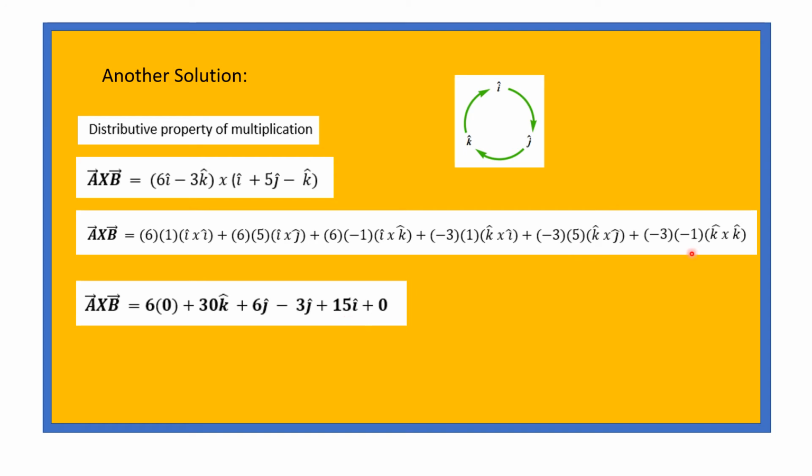And lastly, we have negative 3 times negative 1, which is 3. Then k hat cross k hat is equal to 0. The vector product of a vector by itself is 0. And then rearrange. Beginning with i hat, we have now 15 i hat, then plus 3 j hat, plus 30 k hat. This is the same as our previous slide result, A cross B.